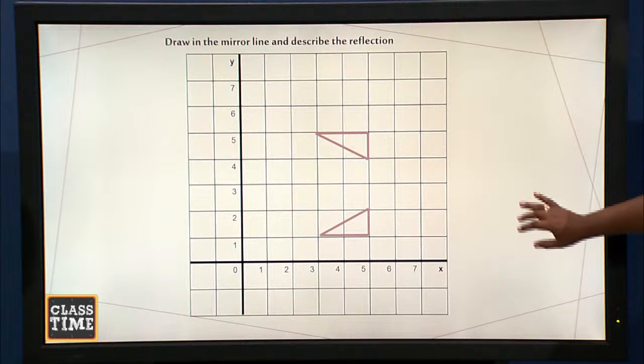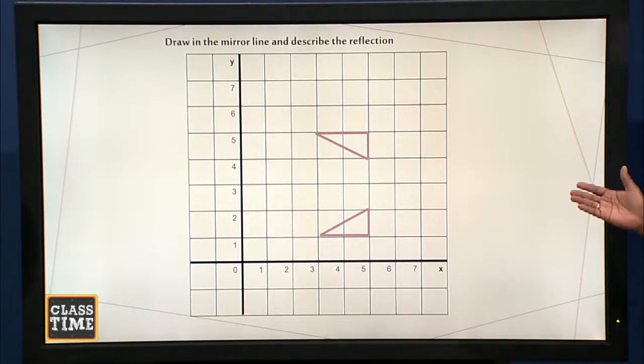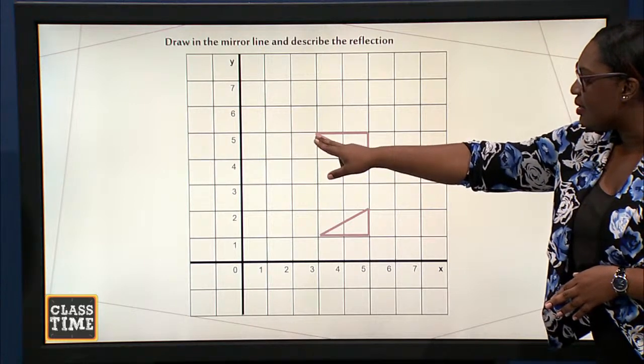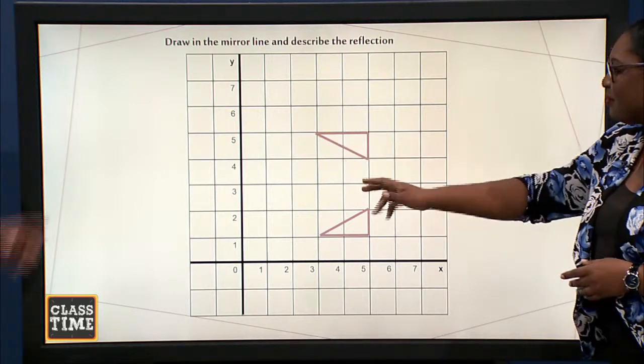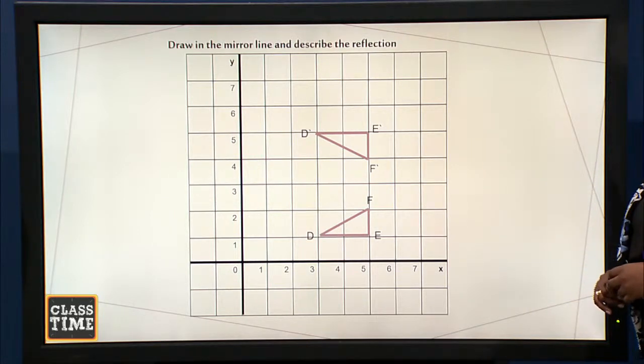Is our triangle labeled? So we're just going to select a point. Let's get fun this time. Let's select my point here. I think it's labeled. Okay. So let's select point D and D prime. Let's look at D and D prime.